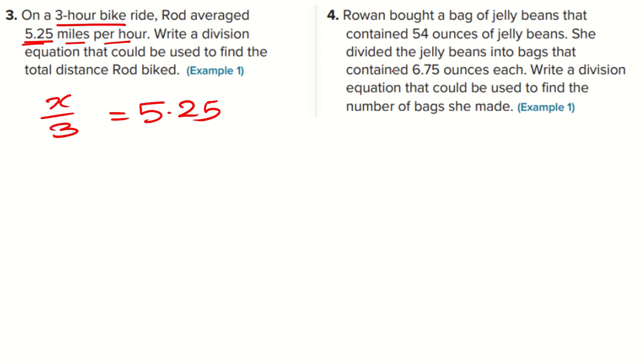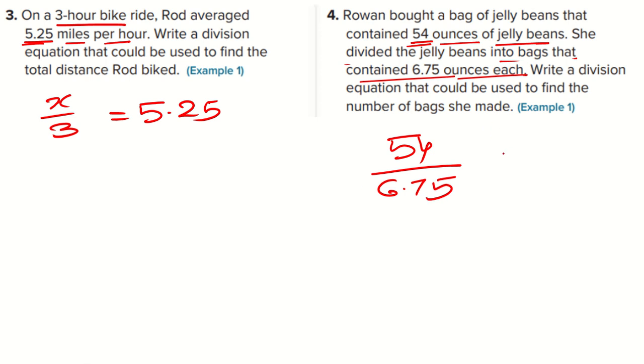Next is Rowan bought a bag of jelly beans that contained 54 ounces of jelly beans. She divided the jelly beans into bags that contain 6.75 ounces each. 54 is divided by 6.75 each. Okay. Write a division equation that could be used to find the number of bags. So this will be the answer. Okay.